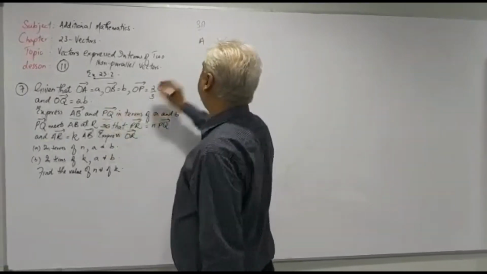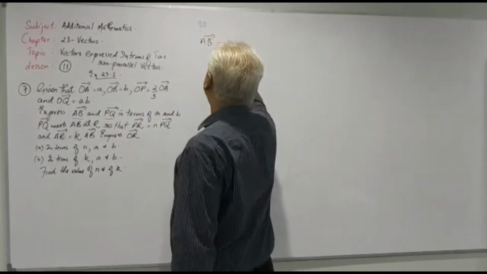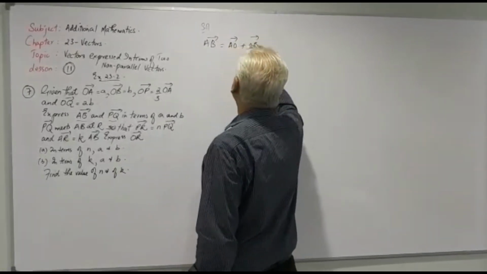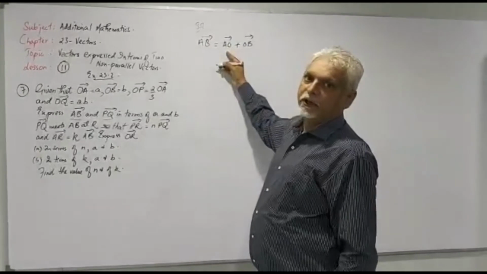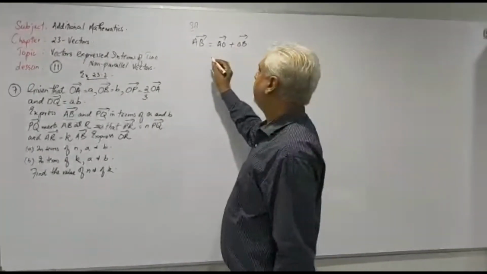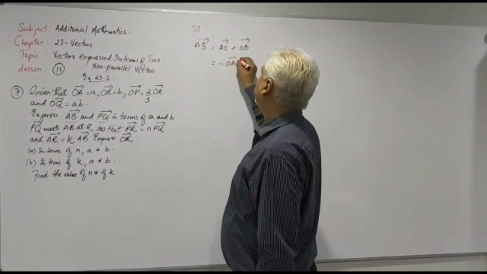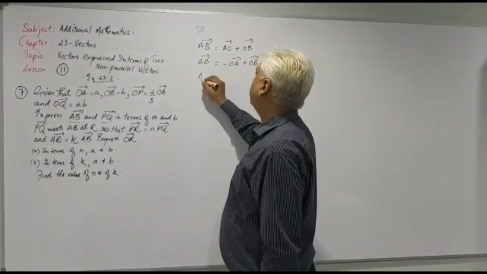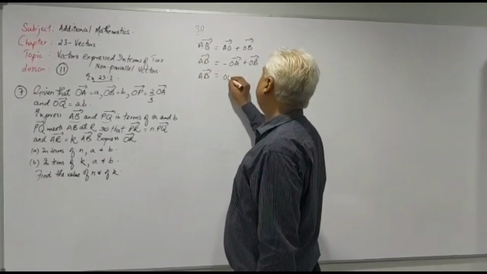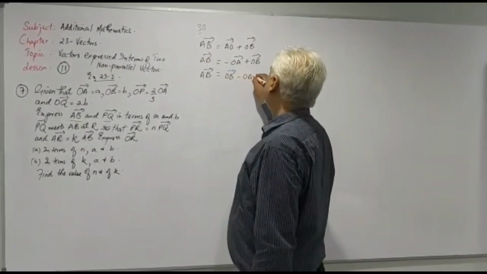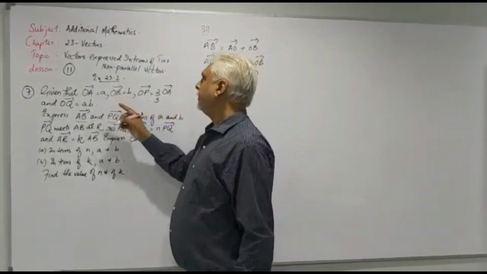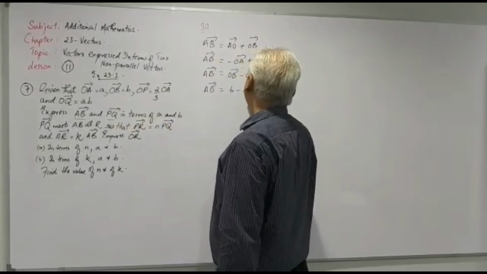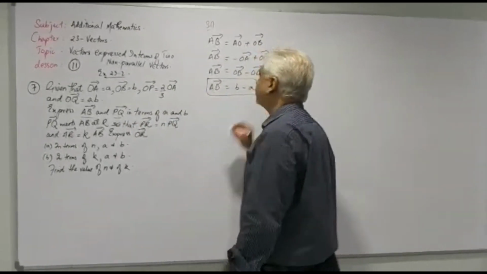The vector AB is equal to AO plus OB. Now I can write AO in terms of OA with a negative sign. So minus OA plus OB is equal to AB, or in other words AB is equal to OB minus OA. Now we know the values of OA and OB. So OB is equal to B and OA is A. So this is what AB is equal to.